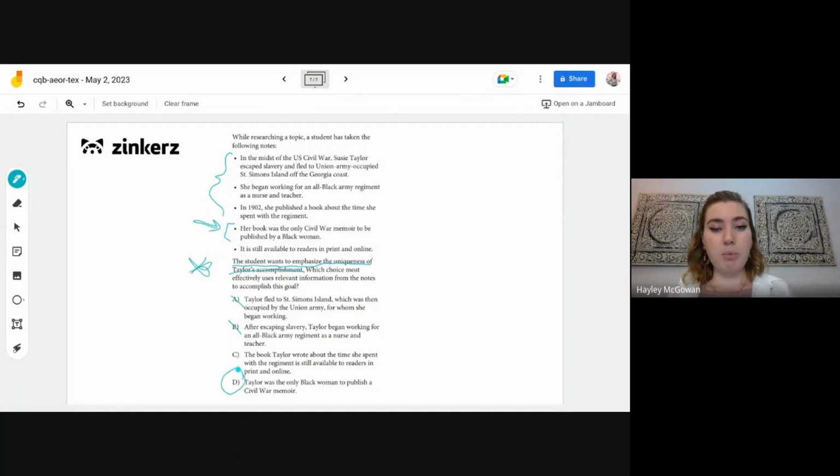This is a great example of one where you kind of only need to know one bullet in order to really hone in on what the question is asking you to do, the goal of the student. So yeah, sometimes it uses a lot of bullets in these questions. Other times it uses only one or two. So we always want to be thinking about that, and that shouldn't put us off because in this case, this one is the best choice to accomplish this goal of emphasizing the uniqueness of Taylor's accomplishment.